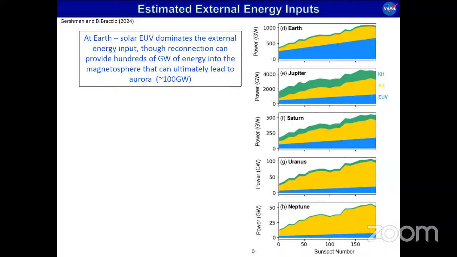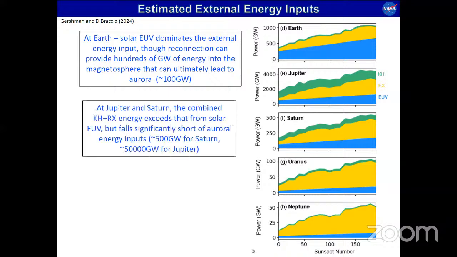magnetospheric activity. If you go to the next slide, you look at Jupiter and Saturn. If you add together Kelvin-Helmholtz and reconnection, it does exceed the solar EUV. But ultimately, you're just not getting anywhere near the energies you need to power their particular auroras, which also makes sense because we know that those are from internal processes.